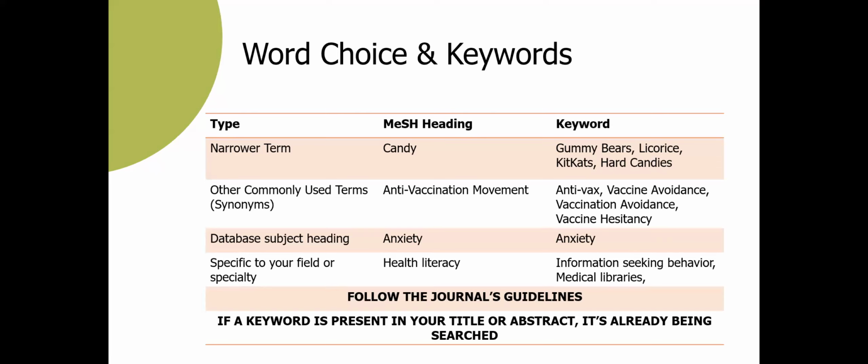Another option is synonyms. This is particularly relevant when a concept is in flux and the terminology is evolving. For example, a lot of words are used when talking about people who don't vaccinate, even if there's one MeSH heading. Other times, you will select keywords to try and match a specific MeSH heading. Maybe the MeSH term is anxiety, and that's the keyword you've used. Finally, you may want to use the keywords for terms that are specific to your field or specialty. In general, always follow the journal's guidelines and keep in mind, if a keyword is present in your title or abstract, it's already being searched.